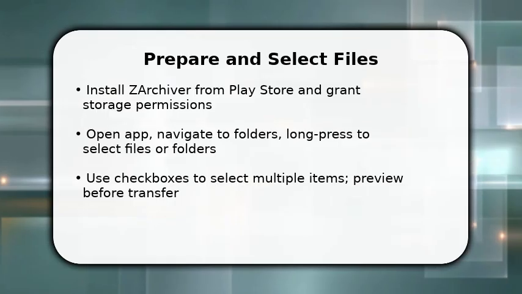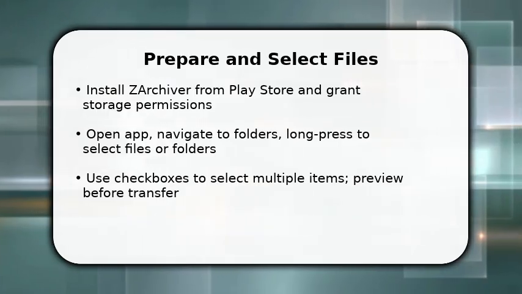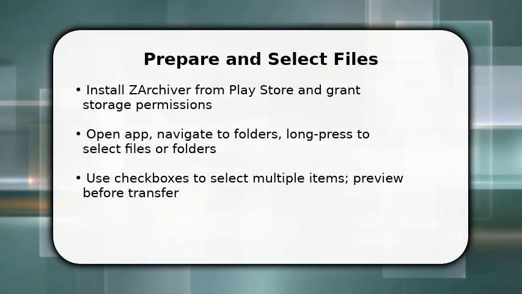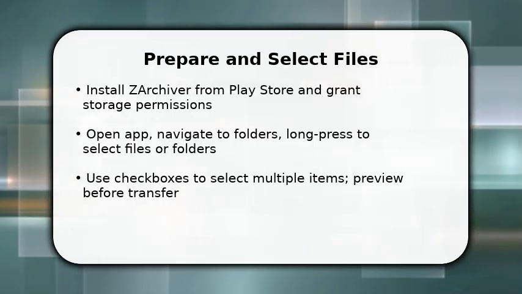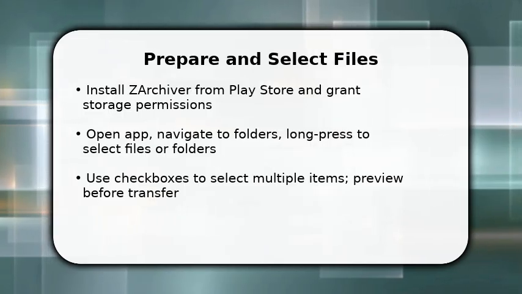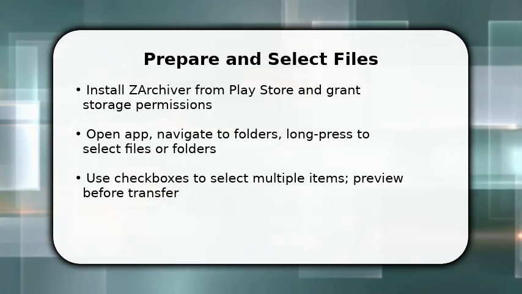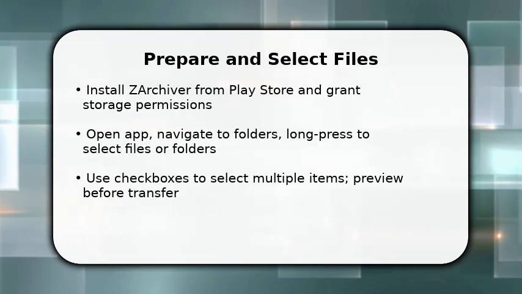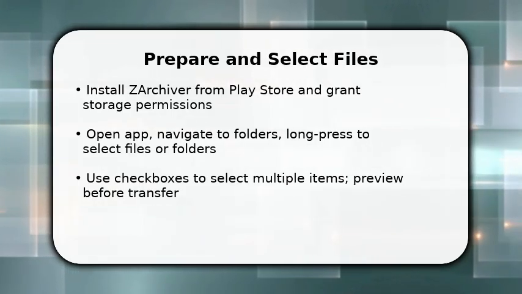You start by opening Zarchiver and giving it storage permission so the app can read and write files. Once done, navigate to the source folder and long press an item to enter multi-select mode. You can tap additional files or folders. Make sure to preview compressed archives or documents so you transfer exactly what you need.